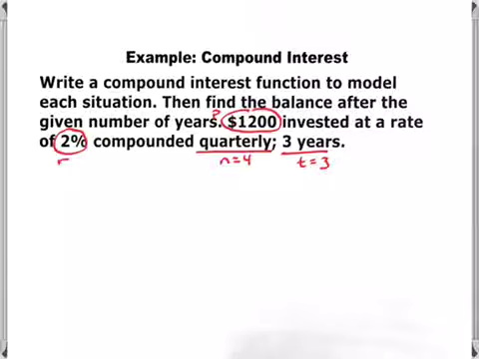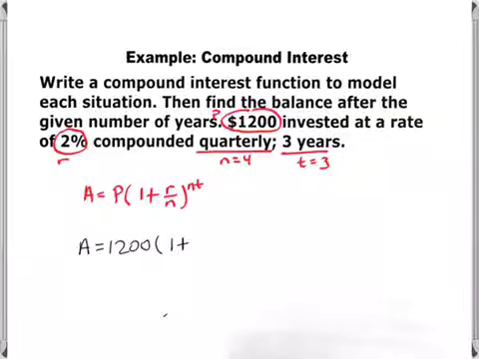So we use our compound interest equation. Remember that's A equals principal times 1 plus, in this case, R divided by N, and then N times T. So we want to plug in what we know. Well, we're looking for the amount. We know the principal is 1,200 times 1 plus the rate, which is 0.02, compounded quarterly, so 4, and then you have 4 times 3 years. And so this is what we want.